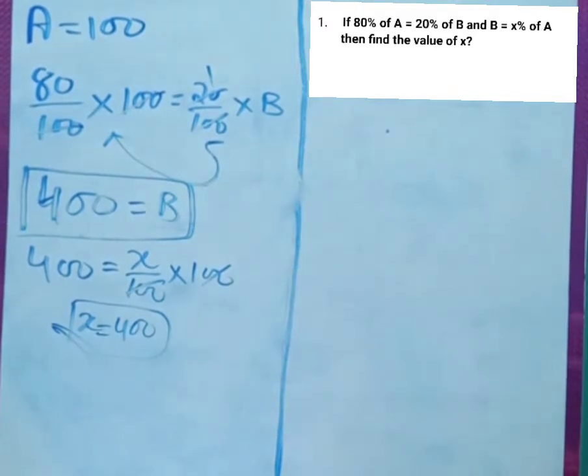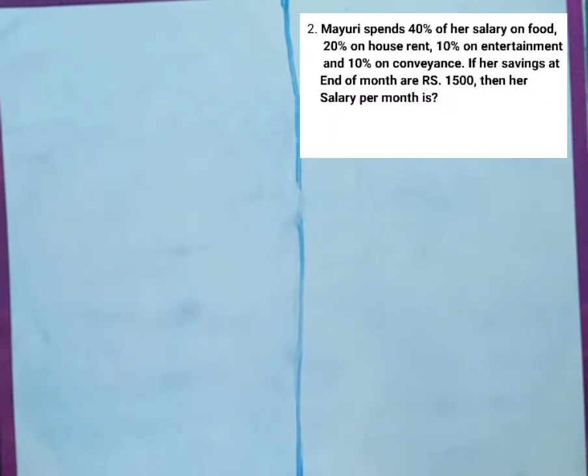So let's move on to another question, the second question of this session. So friends, our second question of this session is, if Mayuri spends 40% of her salary on food, 20% on house rent, 10% on entertainment and 10% on convenience, if her savings at the end of a month are rupees 1500, then the salary per month is. So we have to find her actual per month salary, right? And here she is spending 40%, 20% and 10% and another 10% as her monthly expenses, right?